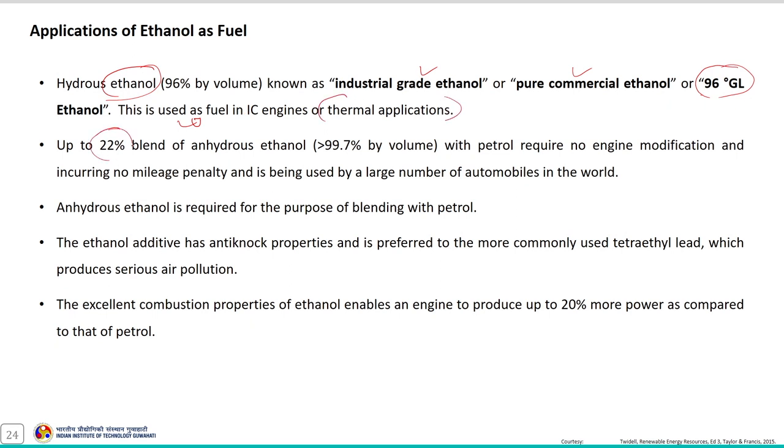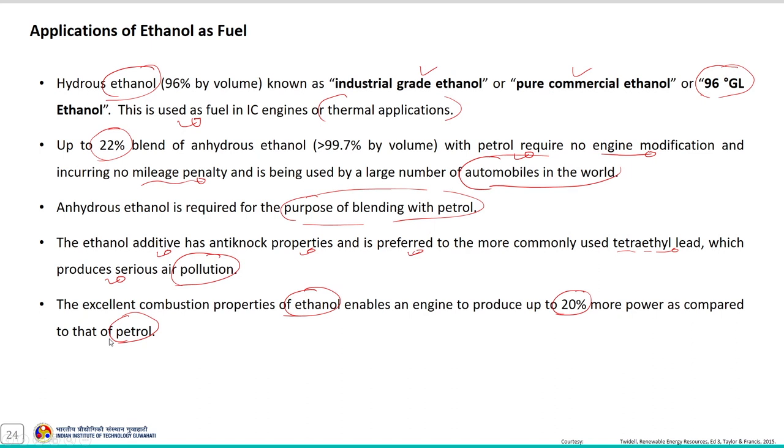Up to a 22% blend of anhydrous ethanol with petrol requires no engine modification at all and incurs no mileage penalty, and is being used by a large number of automobiles in the world. Anhydrous ethanol is required for the purpose of blending with petrol. Ethanol additive has anti-knocking properties and is preferred to the more commonly used tetraethyl lead, which produces serious air pollution. And the excellent combustion properties of ethanol enable an engine to produce up to 20% more power as compared to that of conventional petrol.